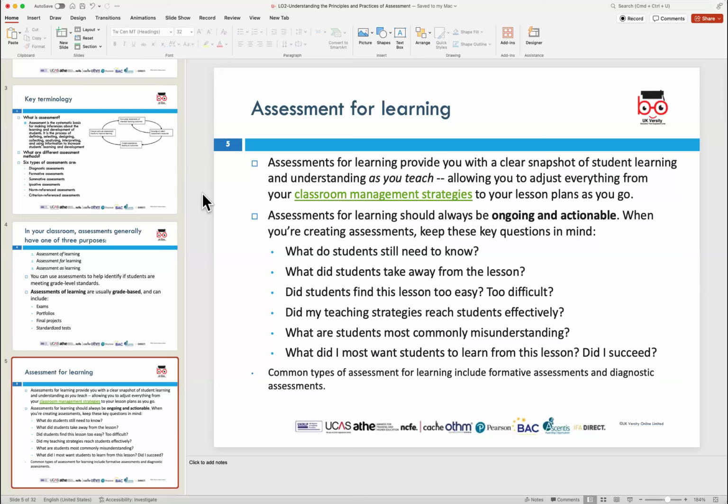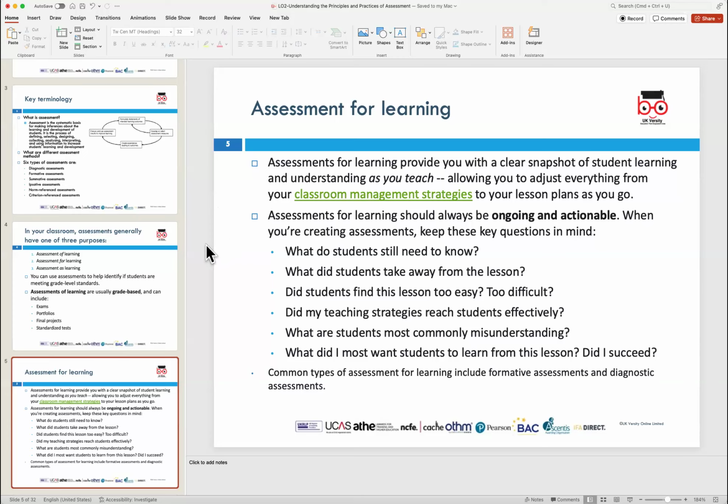What is the end goal and objective of that particular unit or qualification? When we look at our schemes of work and lesson plans, designing assessment for learning will always answer these questions, and your schemes of work and lesson plans would need to have this. So why do students take, what do you take away from the lesson?